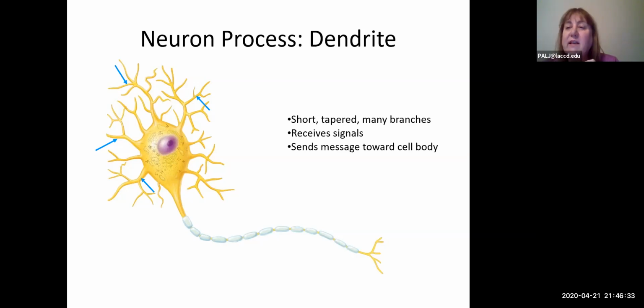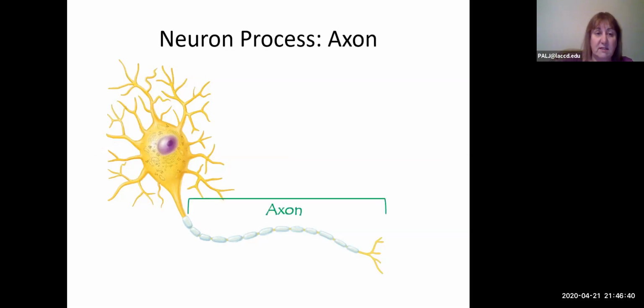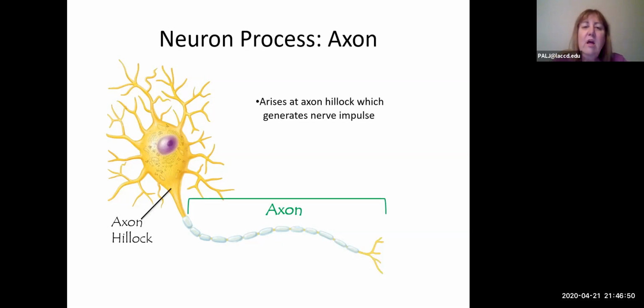So each dendrite can be sending a totally different message, and the cell body has to make sense of all these incoming messages. And then there is one structure which carries outgoing messages, and that structure is known as the axon. So that nerve impulse that's going to carry the outgoing message is going to generate in this triangular area between the cell body and the axon, known as the axon hillock.